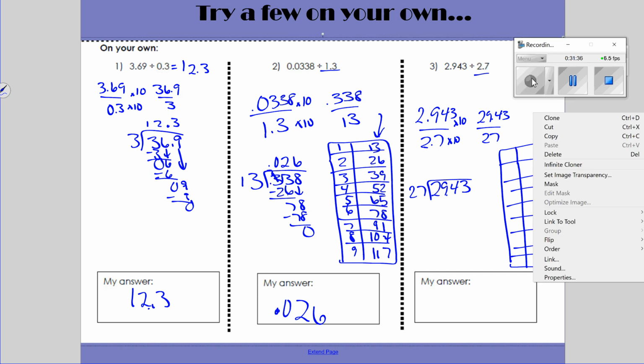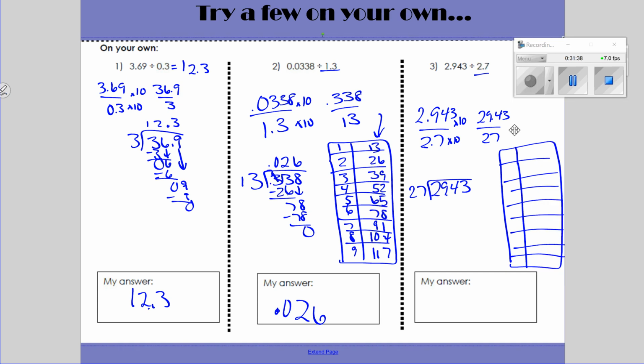Okay, right before lunch, we had finished up problem 2. I got so focused in on making sure you guys were doing the chart, I forgot to actually be correct in my math and put the decimal in. So your answer was actually 26 thousandths, not 26, which is what I had on the screen before you guys left. So please make that correction if you didn't do that one right.